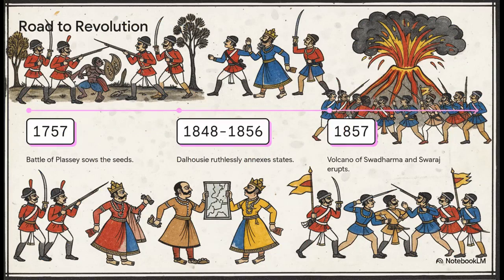If we trace the timeline back through Savarkar's eyes, 1857 starts to look like the inevitable explosion of 100 years of stolen sovereignty. Exactly a century prior, in 1757, the Battle of Plassey sowed the initial seeds. The tension boiled for decades, massively accelerated by Lord Dalhousie's ruthless policies of annexing independent states, rendering countless monarchs and citizens destitute, until finally the volcano erupted.